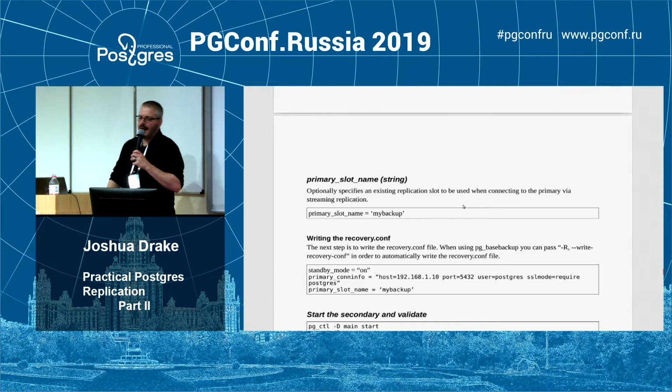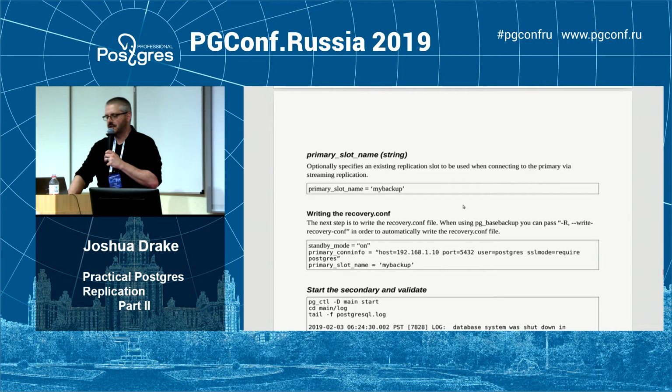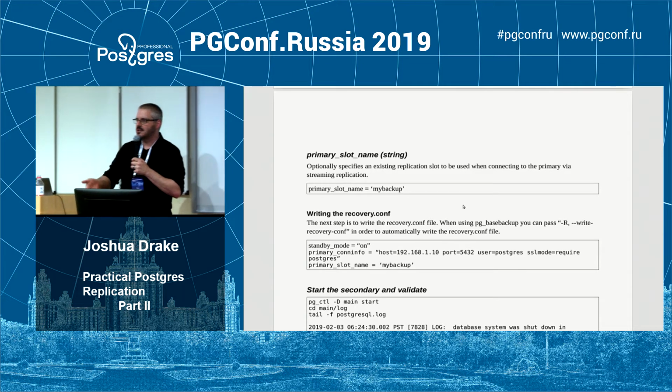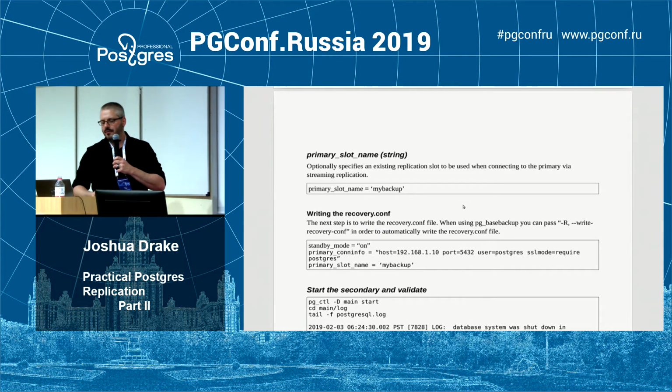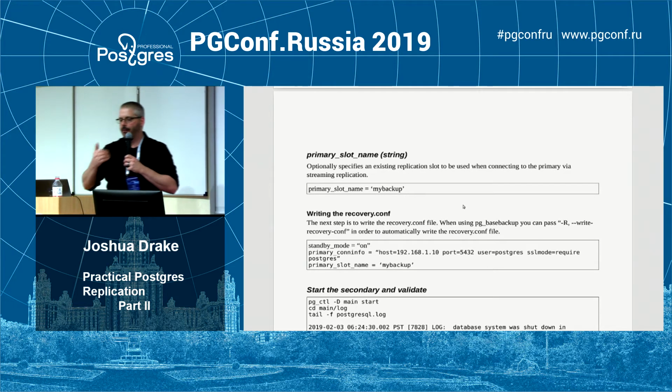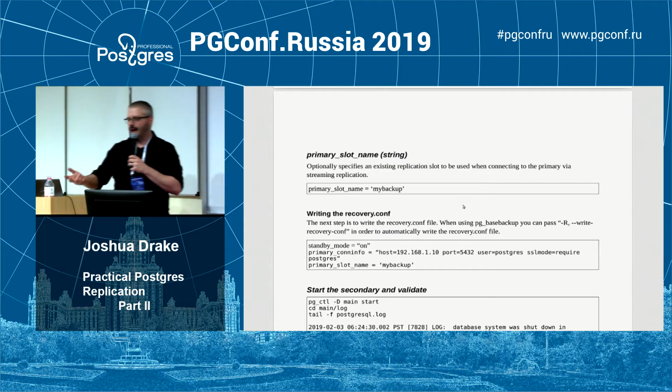Primary slot name optionally specifies an existing replication slot to be used when connecting to the primary via streaming replication. When we created our replication slot, we used the name MyBackup. So I'm telling it in the recovery.conf, primary slot name equals MyBackup.